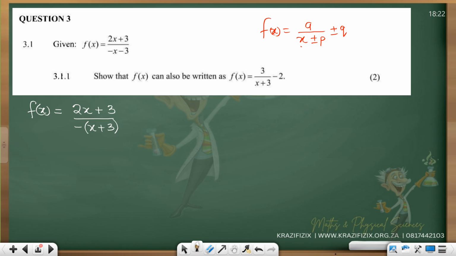And what does this mean? I'm going to do it, behave like you are babies in grade 8. This means 2x plus 3 over negative 1. And the negative is going to affect everything I have on top. That's what my equation should look like. The denominator should be a positive x.